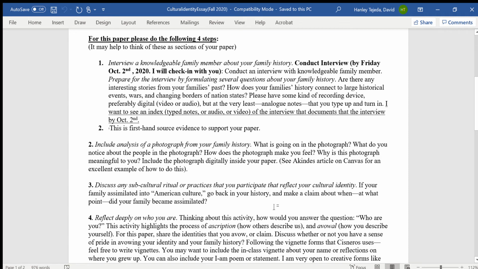Now, the next step is I want you to discuss any subcultural rituals or practices that you participate in that reflect on your cultural identity. Like, there's some dominant American culture, but maybe that's not the best way to ask that. Are there some cultural practices that you participate in? So you could think about holidays, food, rites of passage.